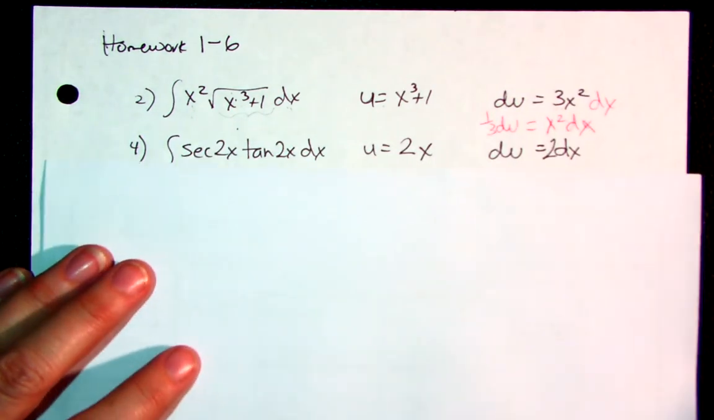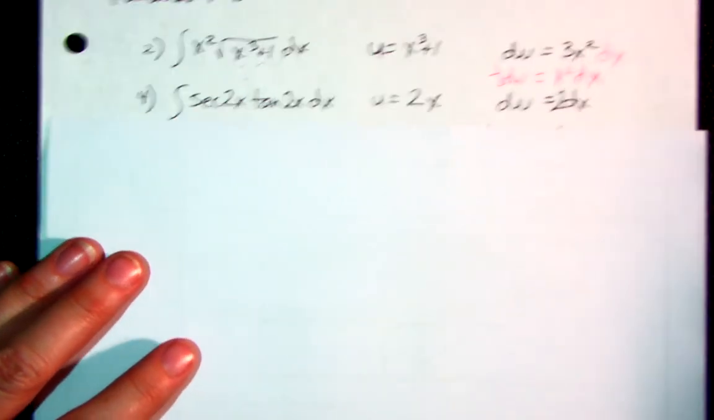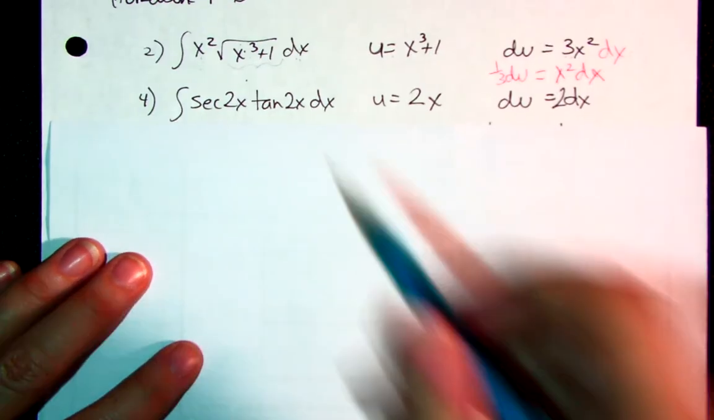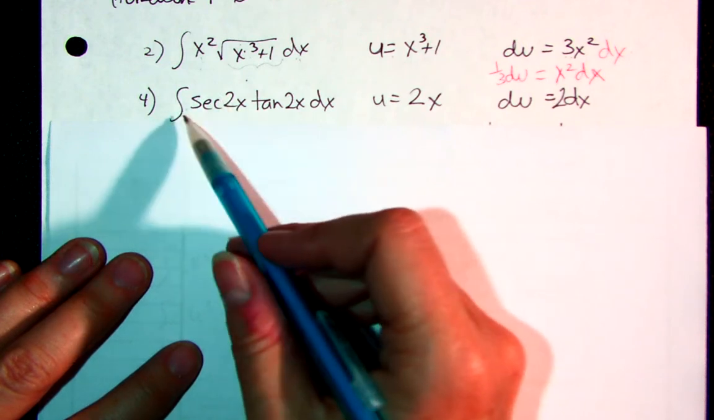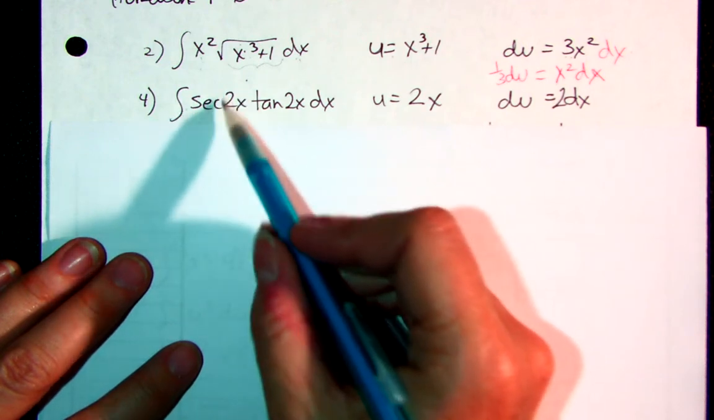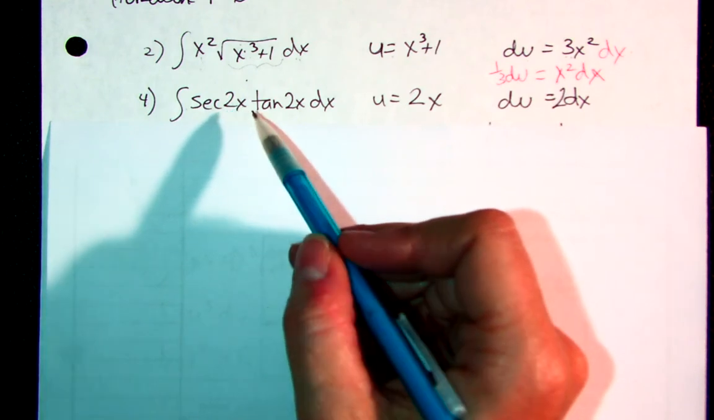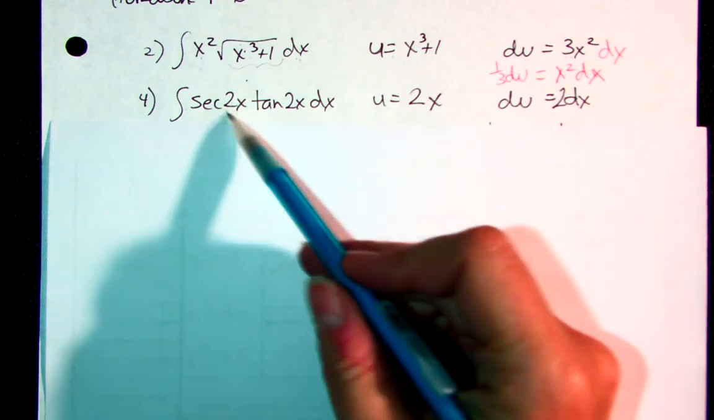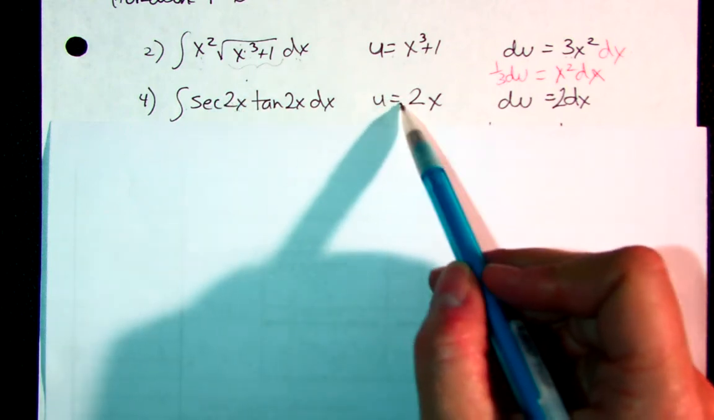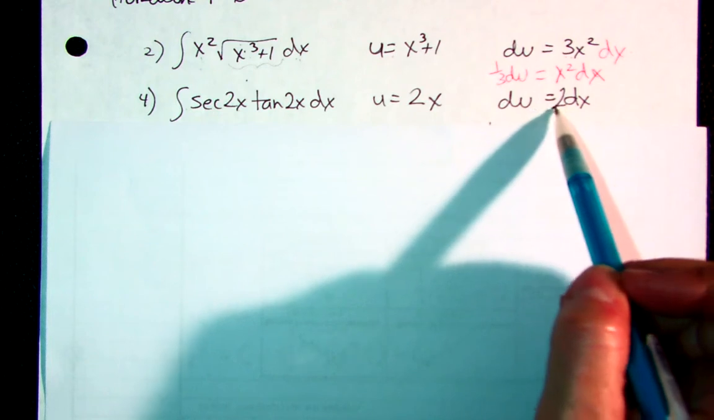Let's try it again. Number 4, secant 2x times tangent 2x dx. Please no one try to factor out a 2 out of here. GCF a 2, it's in the degrees in the angle measurement, it stays there, it is stuck. Well, unless you do u substitution, I'm going to let that be u. u equals 2x, du equals 2 dx.